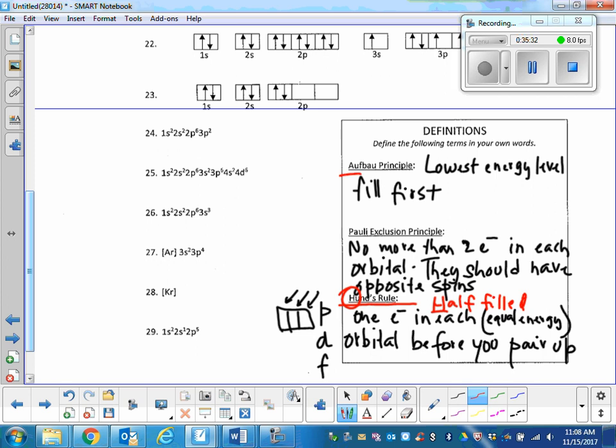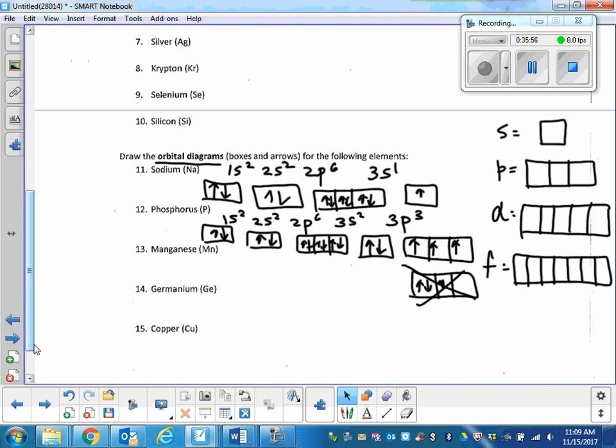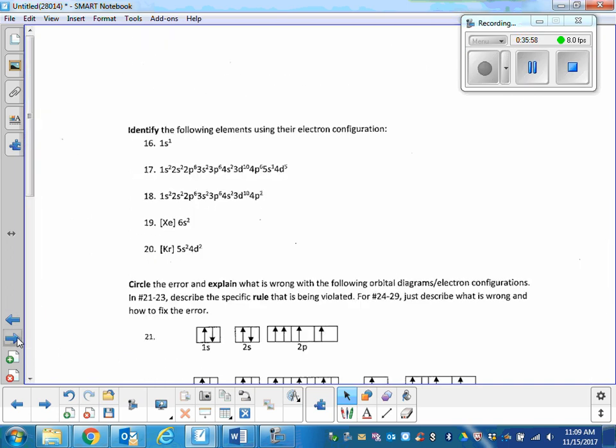Aufbau, any kid who's taking German, Aufbau is a German word which means to fill up. All right? What does it mean? Someone asked if it was a name. No, I don't think it's a name. It's a German word. Now, that's how you will draw the orbital diagram if you're asked for an orbital diagram. Are we good with that?